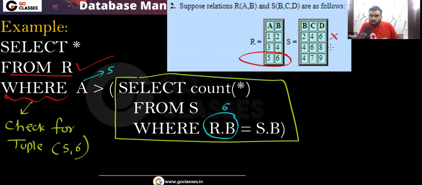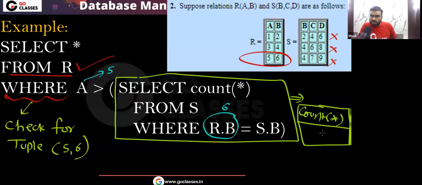So no tuple will pass. Okay. So count star. What is the result? You tell me the result. So count star will give you 0.